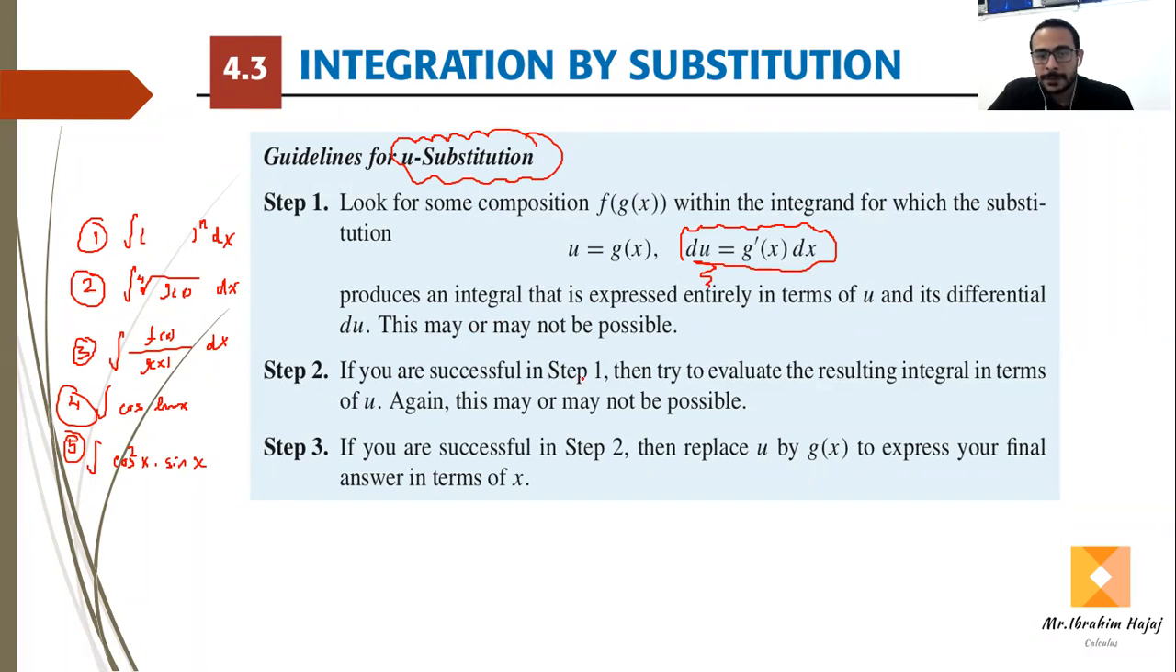Step two, if you're successful on step one, meaning you already chose the u perfectly and you found the derivative and it worked out, yes, again, it may or may not be possible. You have to find the integral. Number three, if you are successful in step two, you replace u again by g of x, the original part that you substituted from the beginning.